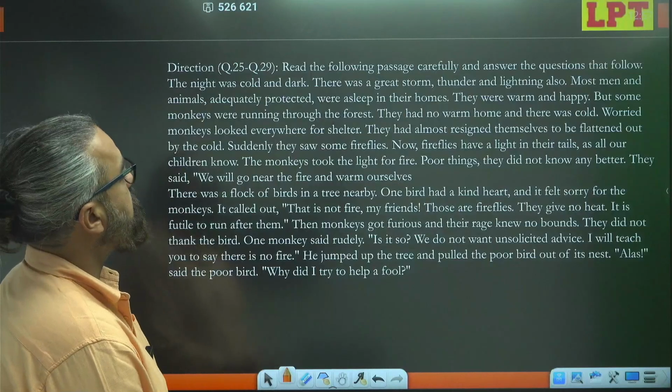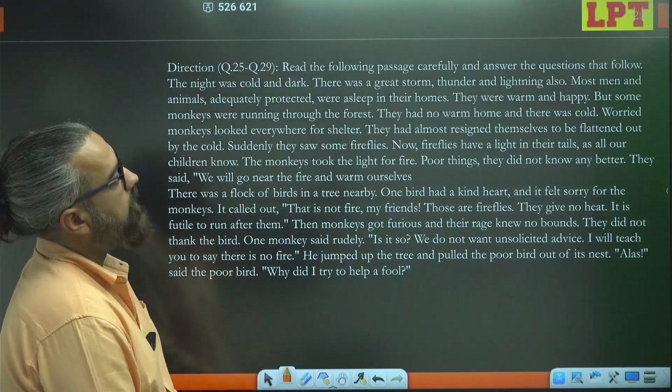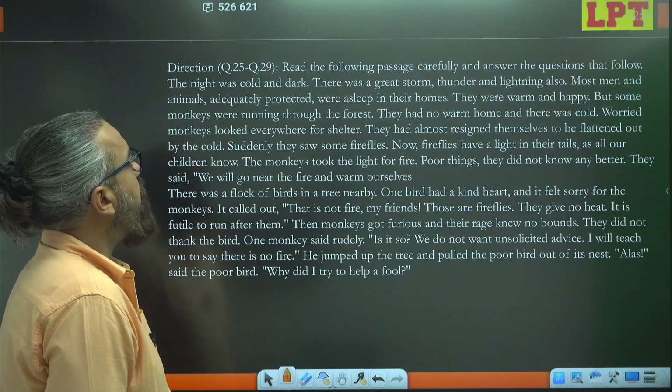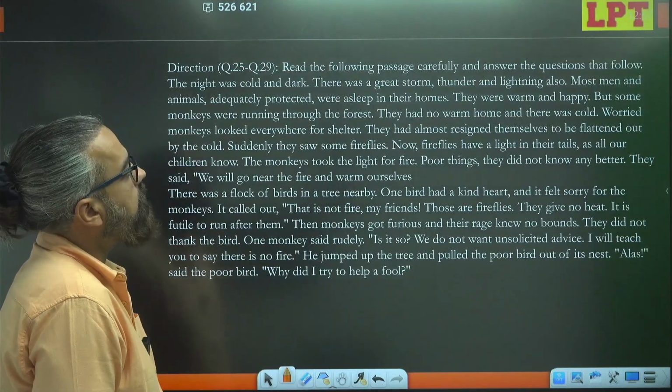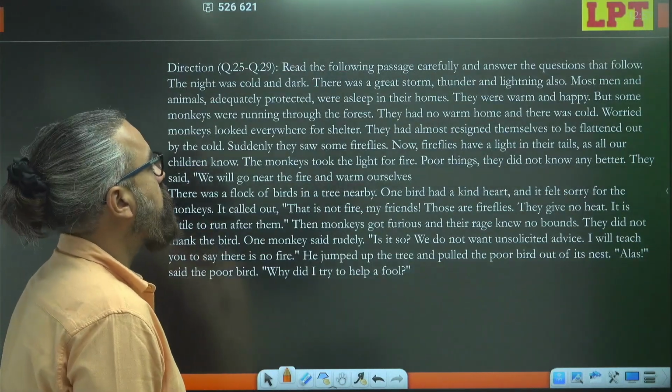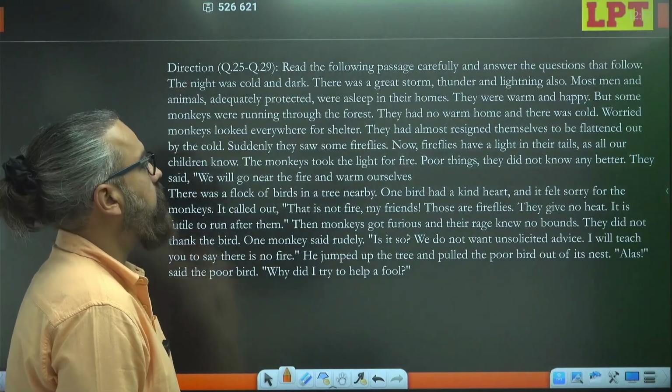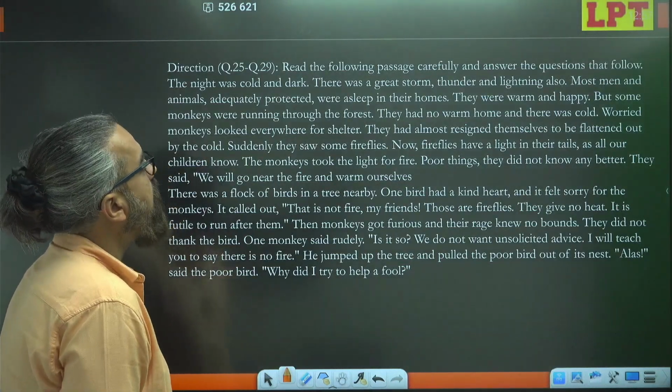Okay, this is an RC. Read the following passage carefully and answer the questions that follow. The night was cold and dark. There was a great storm, thunder and lightning also. Most men and animals adequately protected were asleep in their homes. They were warm and happy.